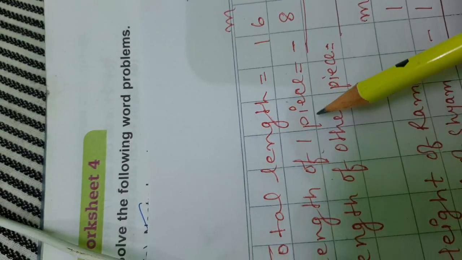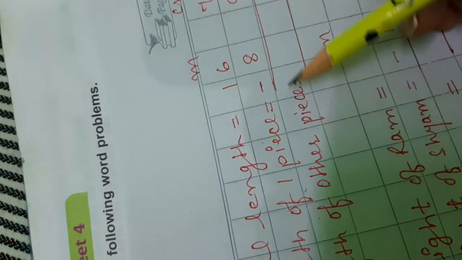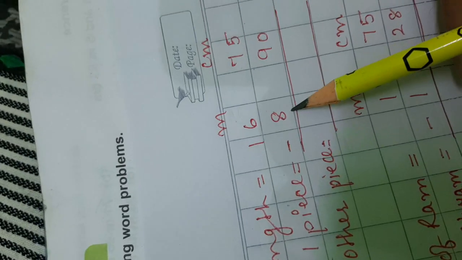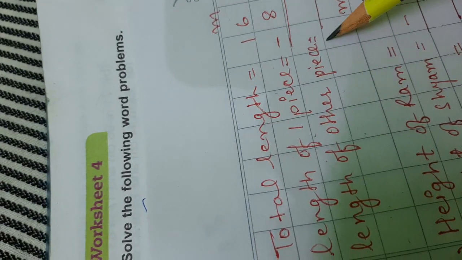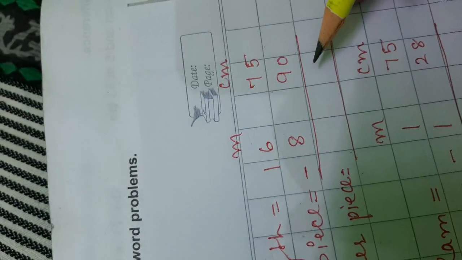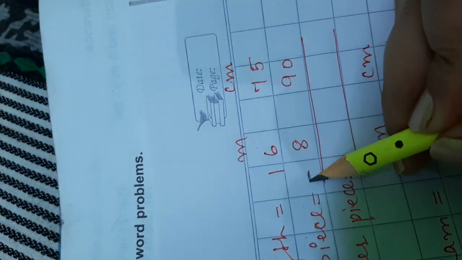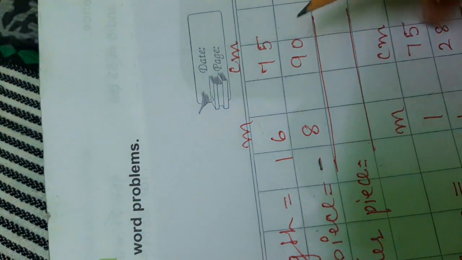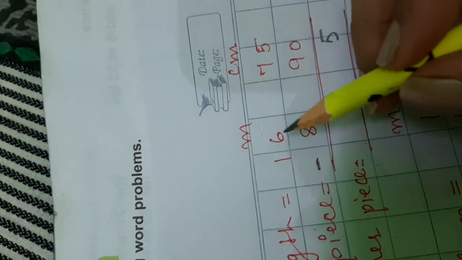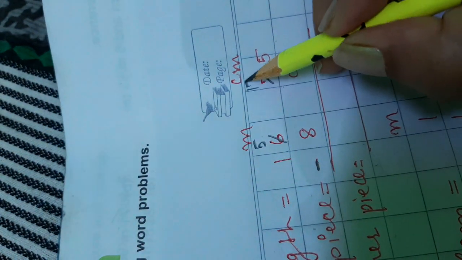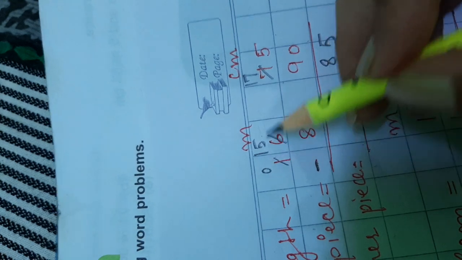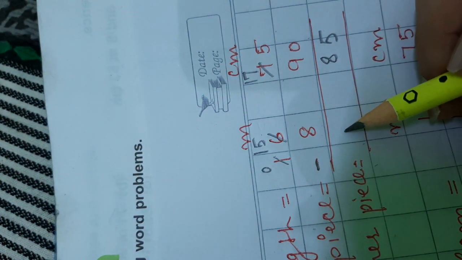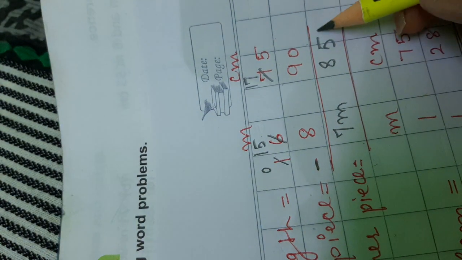Length of one piece of ribbon you can write, or length of one piece is equal to 8 meter 90 centimeter. Length of other piece is equal to, now we have to subtract, so make the sign here. Now 5 minus 0 is 5, 7 minus 9 is not possible, so it will be 17 minus 9, and that is equal to 8. 5 minus 8 is not possible, so 15 minus 8, and this is equal to 7 meter, this is centimeter, right? Coming on to the next part, D part.